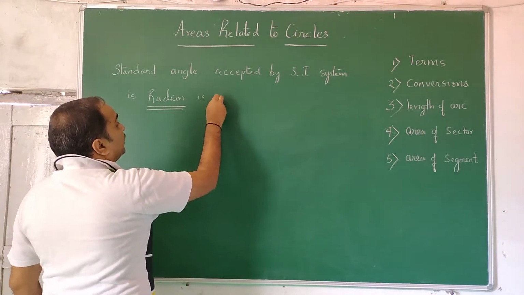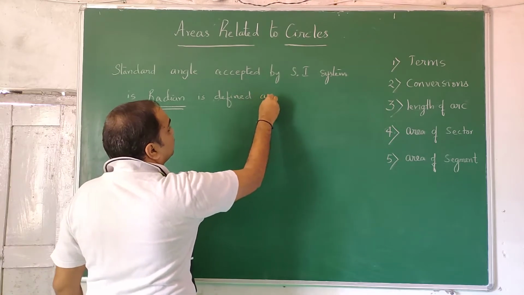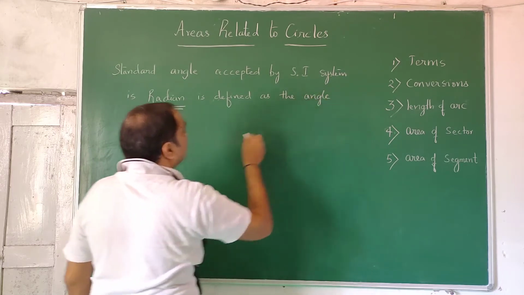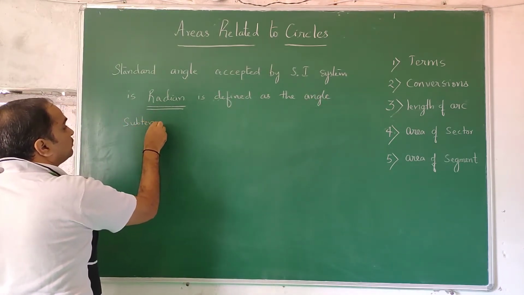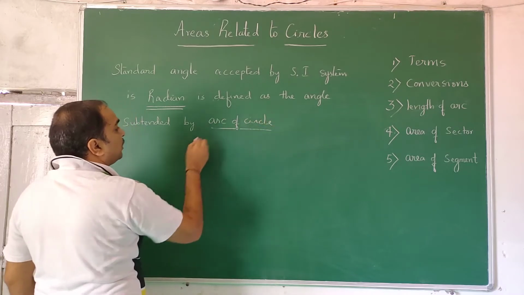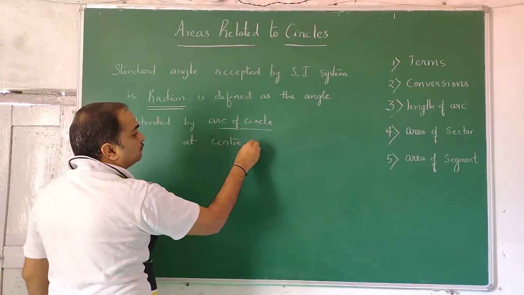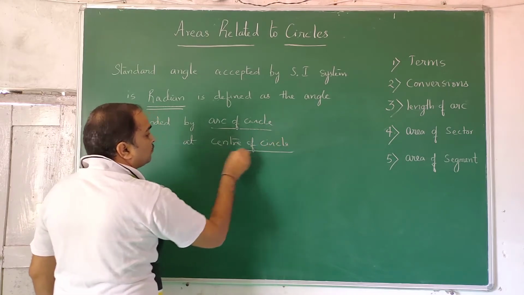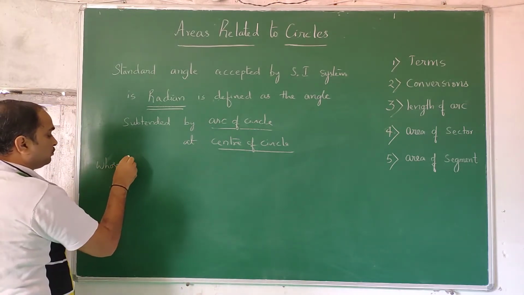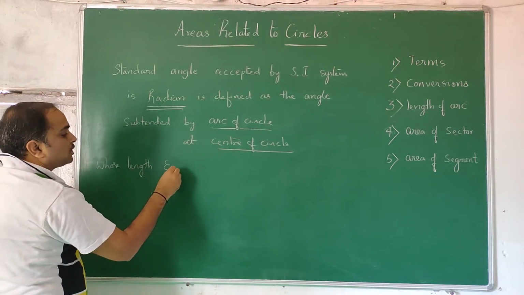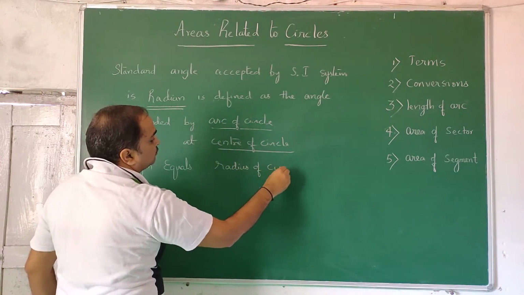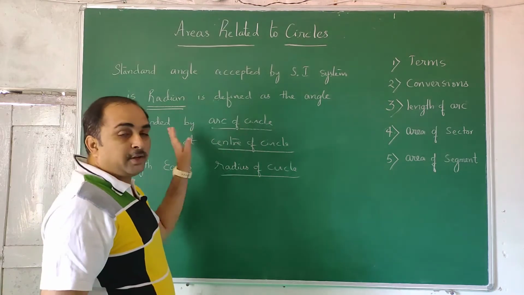Radian is defined as the angle subtended by an arc of a circle at the center of the circle whose length equals the radius of the circle. I have written it point wise, but you have to read it completely.